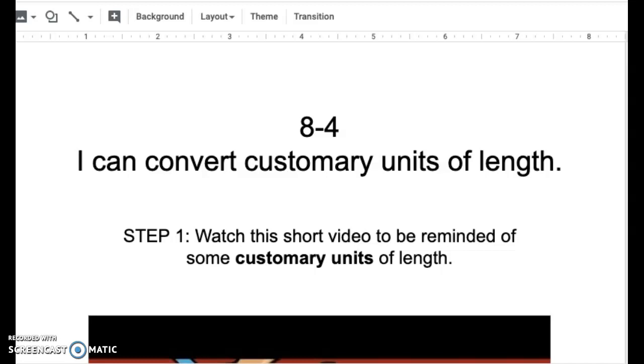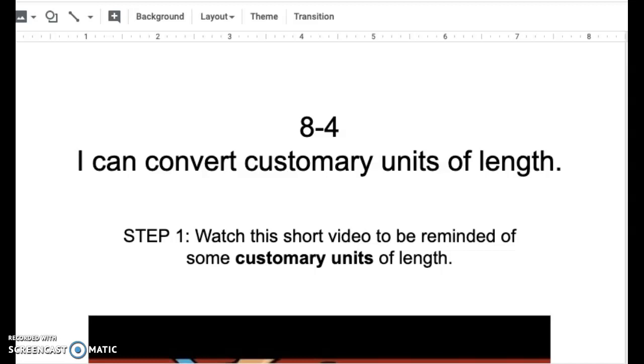The last couple weeks we have been focusing on converting metric length and volume and mass, and it's all been based on the powers of 10. And so we saw that a very simple way to do those conversions was to move the decimal the same direction that we were moving on our conversion chart.